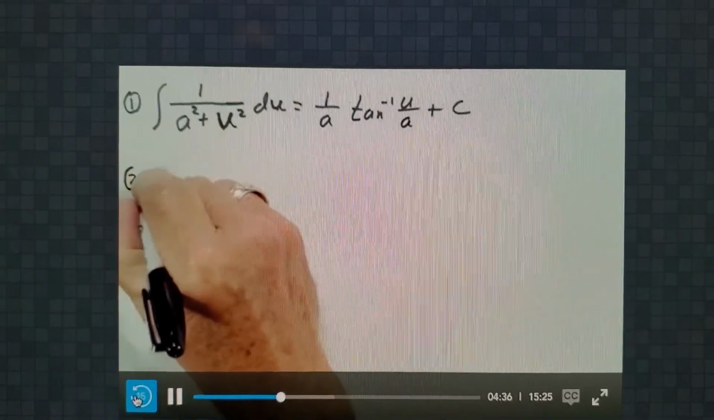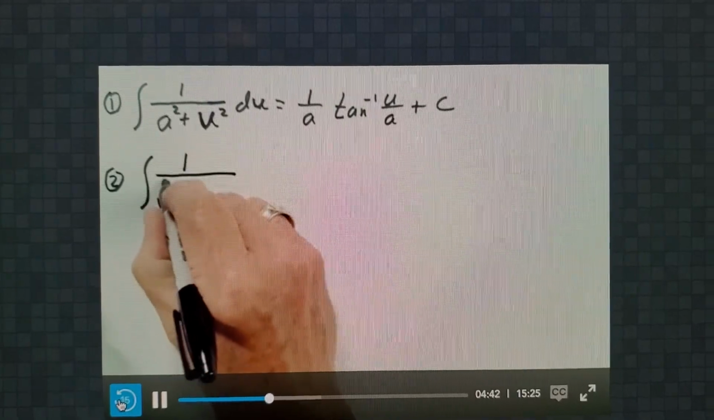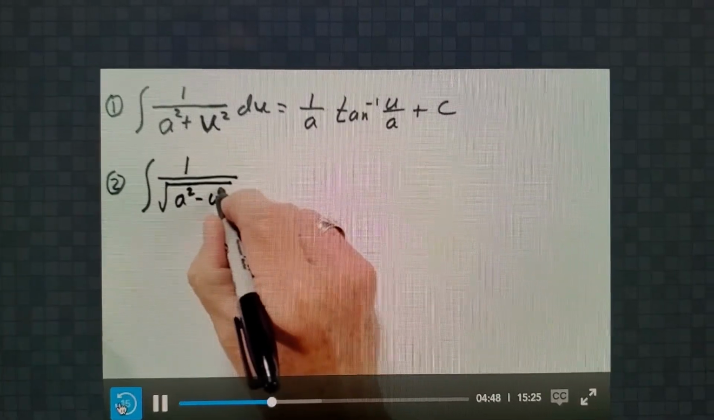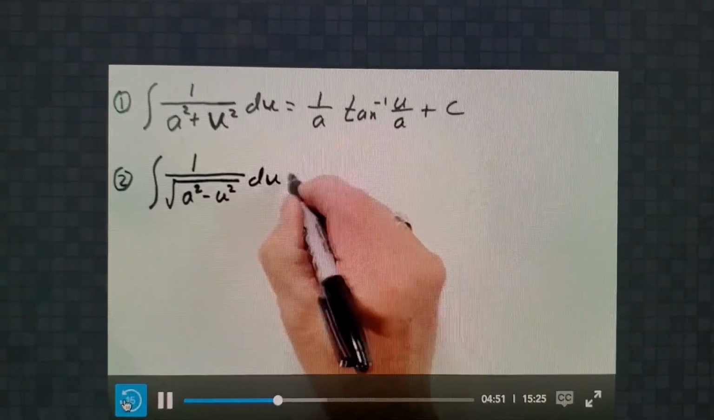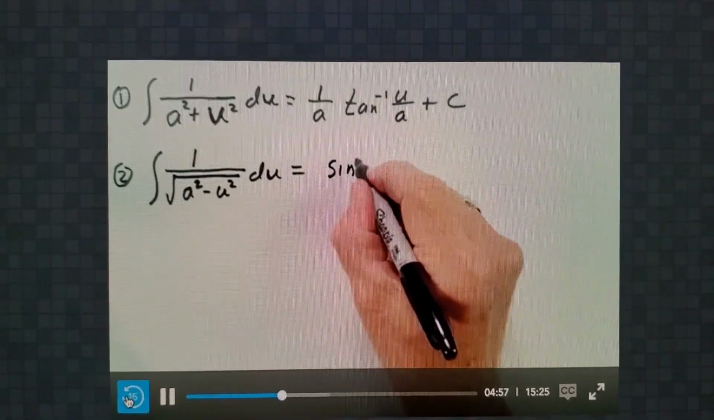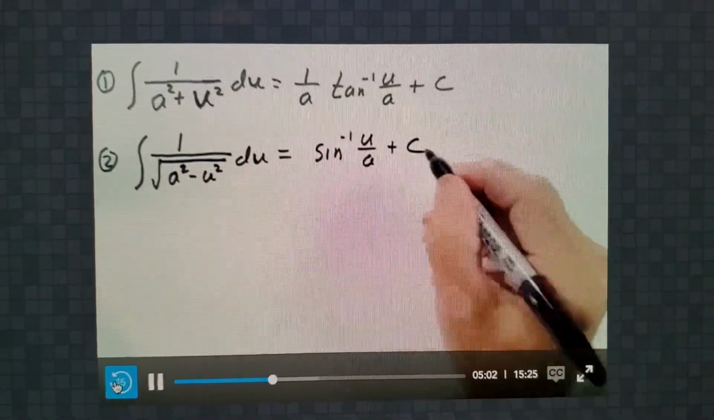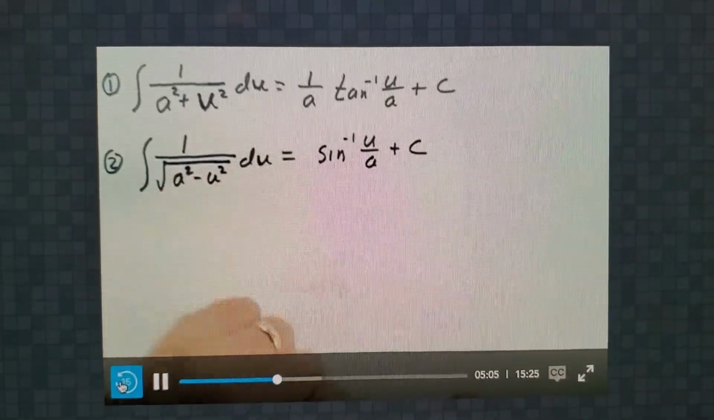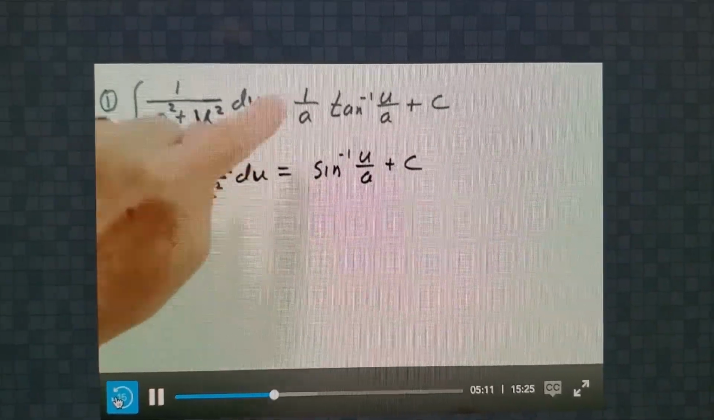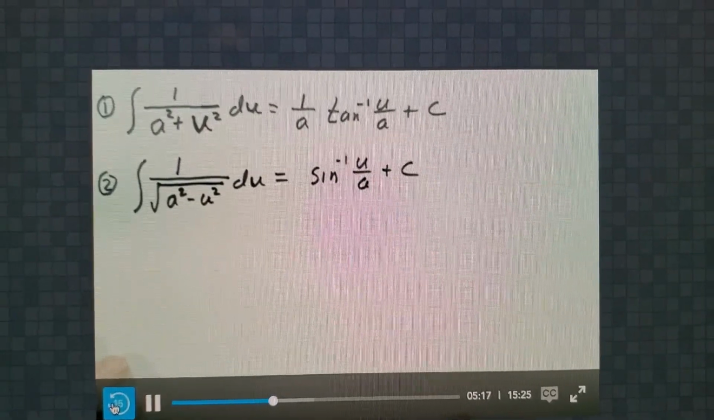Formula number 2, very similar: 1 over the square root of a squared minus u squared. Well, this time it's the inverse sine of u over a. And the hard part is there isn't a 1 over a out in front. When we take the derivative of this function, we get this function without having that constant out in front. That's kind of what makes these hard to remember.